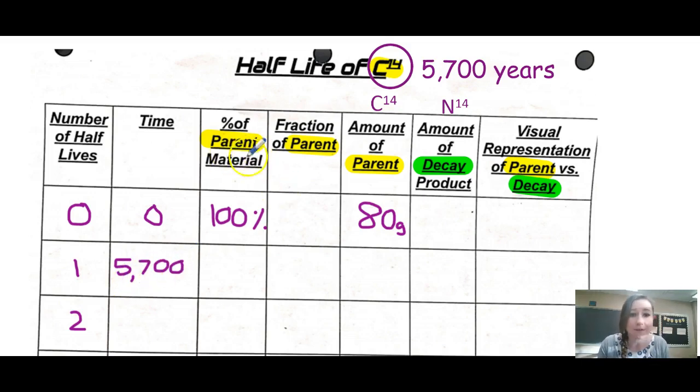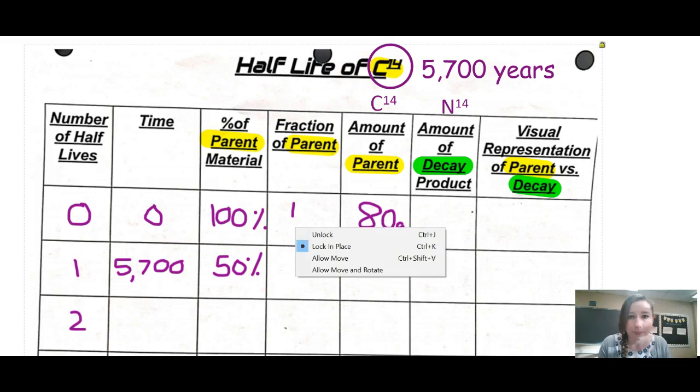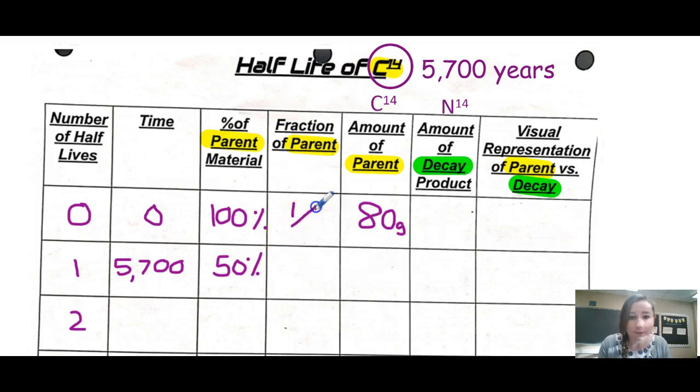Now, if there's half of the parent material, which is carbon-14, left, instead of 100%, which was the original, there's now 50%. We're breaking that in half. Sometimes they'll ask for the percent, and sometimes they'll ask for the fraction. We know the fraction of a whole is really just the same thing. It's going to be 1 over 1. Fraction of a half is easy. 1 over 2.